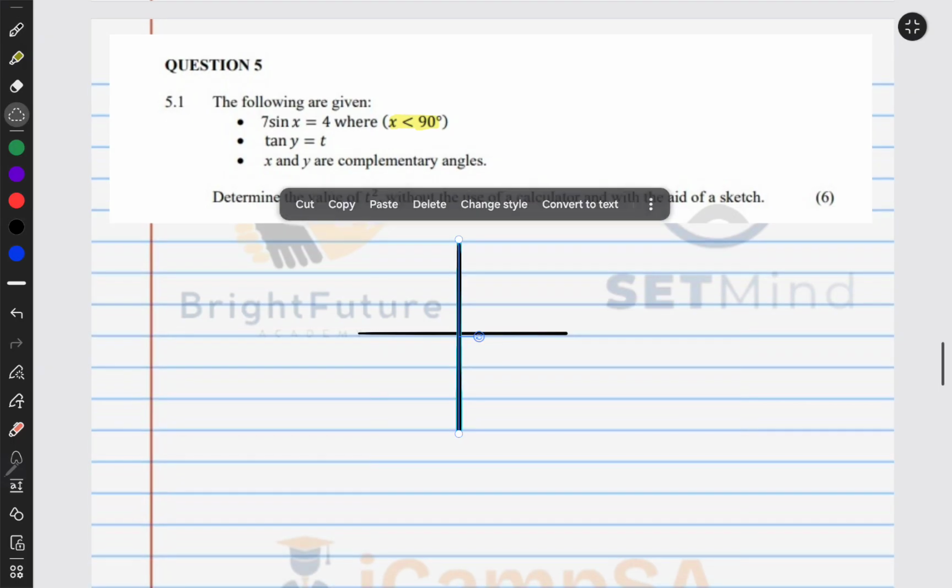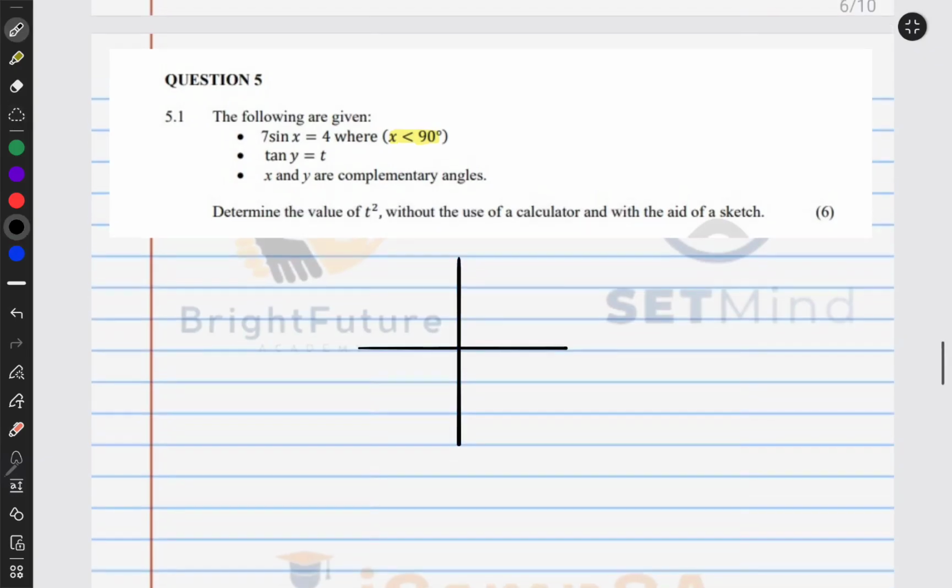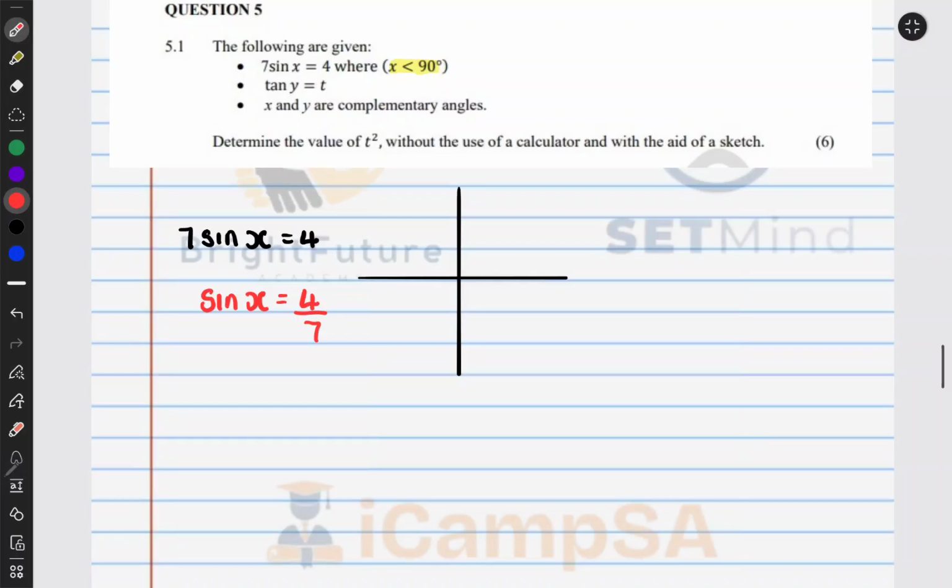So first thing first, we have 7 sine x being equal to 4, which means sine x is equal to 4 over 7. And we know that sine x, what is sine x? Sine x is the ratio of the opposite over the hypotenuse side, so it's y over r basically.